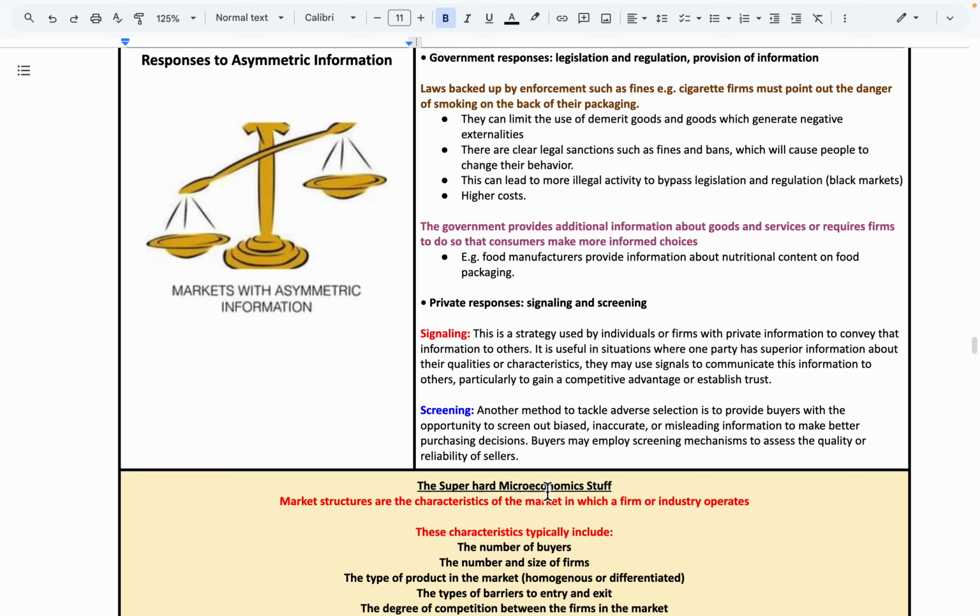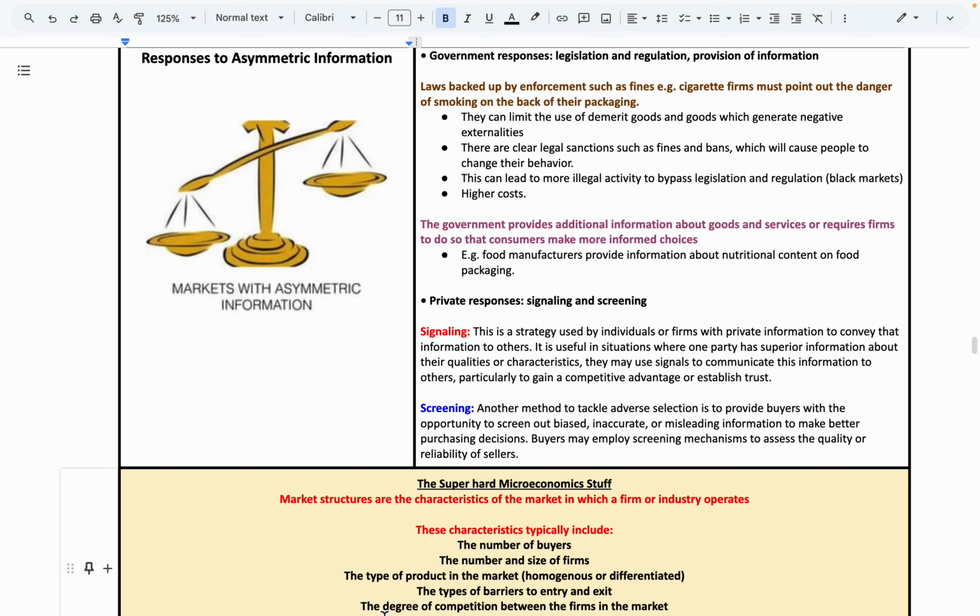Okay, so private responses. So this is like signaling and screening. So signaling, this is a strategy used by firms and individuals with private information to convey that information to others. It is useful in situations where one party has superior information about their characteristics and qualities. They may use signals to communicate this information to others.